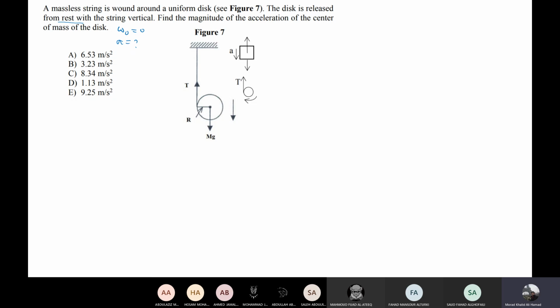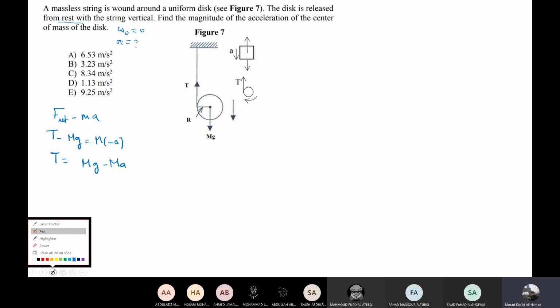Okay, how many bodies do we have here? We have only one body, which is the disk. But the disk has a mass, so we can assume it as two bodies, the disk itself and the mass itself. So we can draw the free body diagram. We have mg and we have tension for the mass. So we say F net for the mass is equal to ma. So tension minus mg is equal to minus ma, or tension is equal to mg minus ma. This is if we assume the disk as a mass.